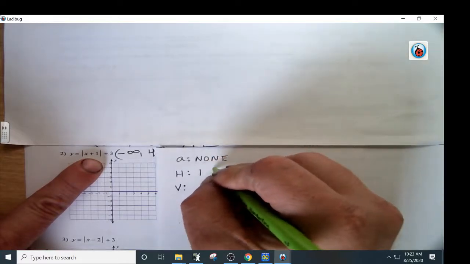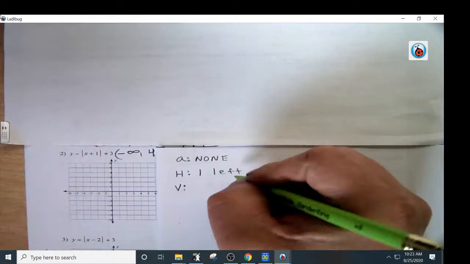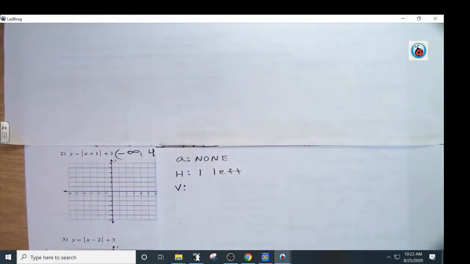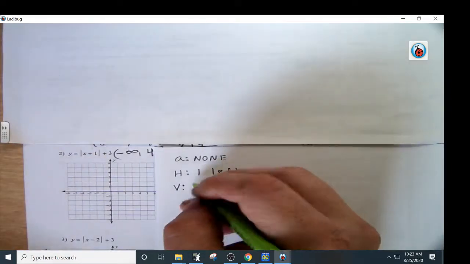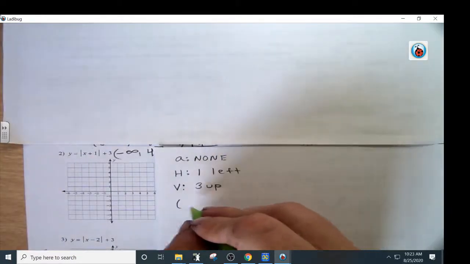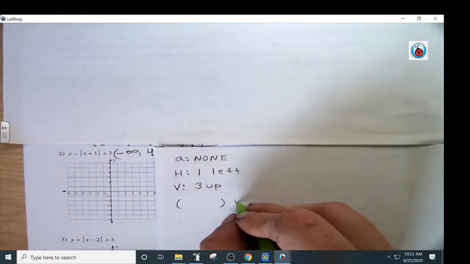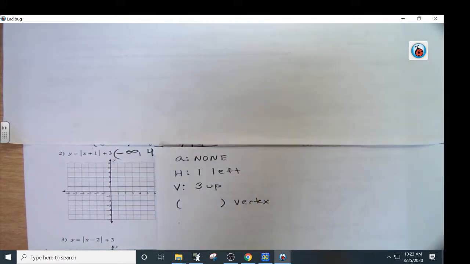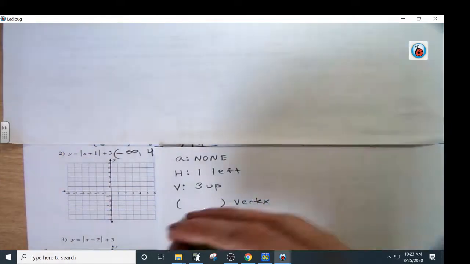1 left. Yes, 1 left. Good. All right, so 1 left. And what about your V? 3 up. Okay. Good, y'all. Now, without having to graph anything, what did y'all get for a vertex? Negative 1, 3. Good.